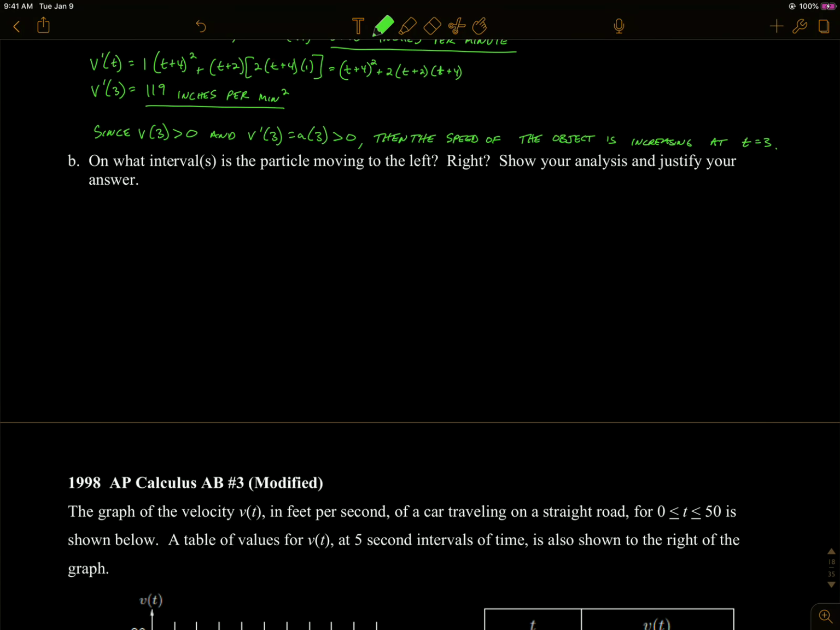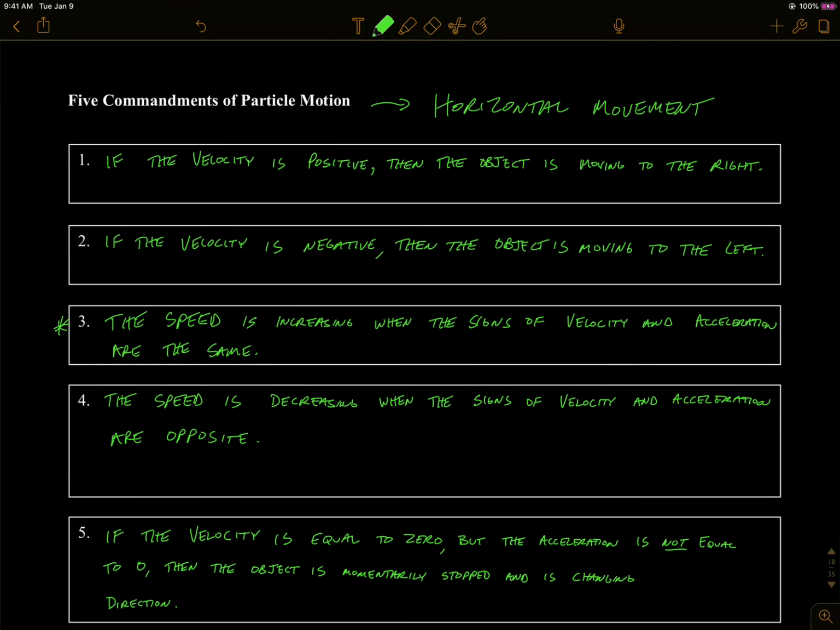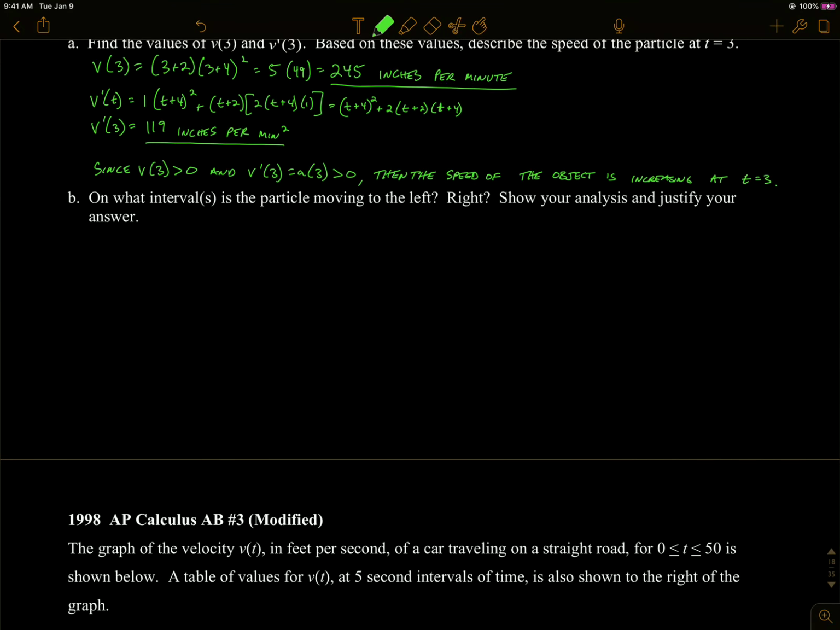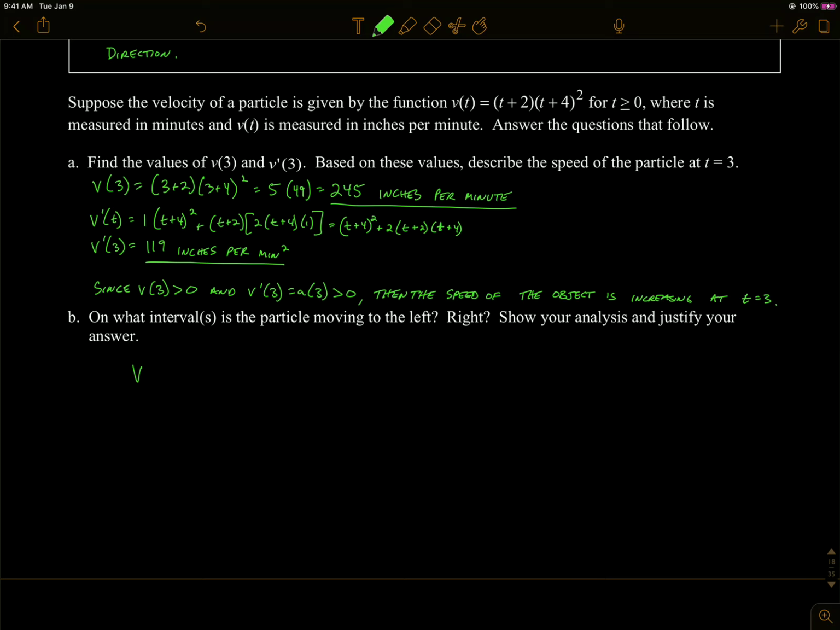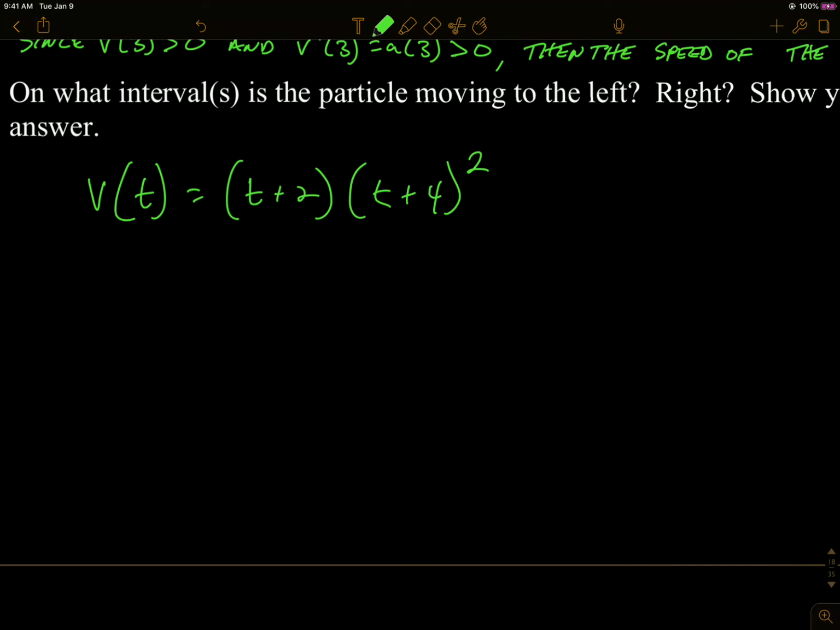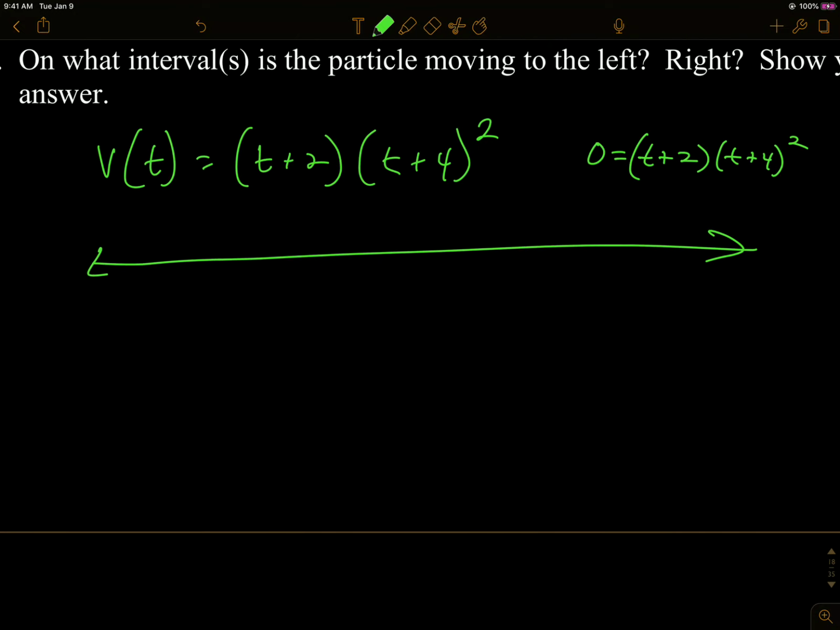On what intervals is the particle moving to the left or moving to the right? Show your analysis and justify your answer. So if I look at my commandments, I know that the object's moving right when the velocity is positive and left when the velocity is negative. So I just need to figure that out. First of all, I want to find out when the velocity is equal to 0, because that could be a potential change in direction. We don't have to do any derivatives or anything. We already have our velocity function. We know our velocity function is going to be equal to 0 when t equals -4 and when t equals -2.